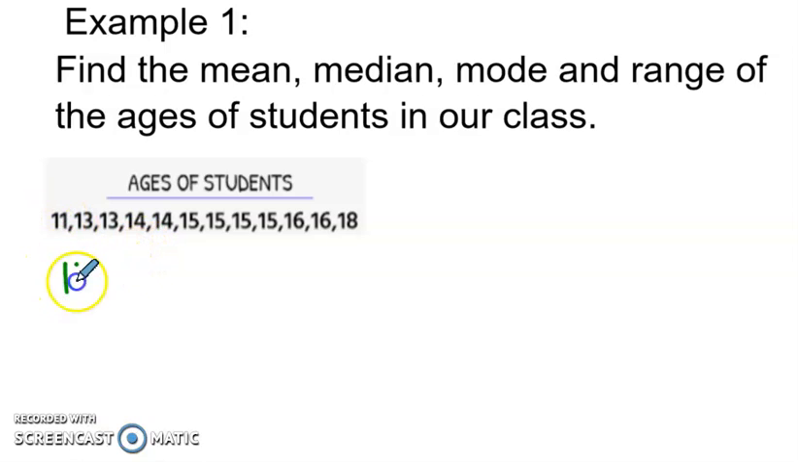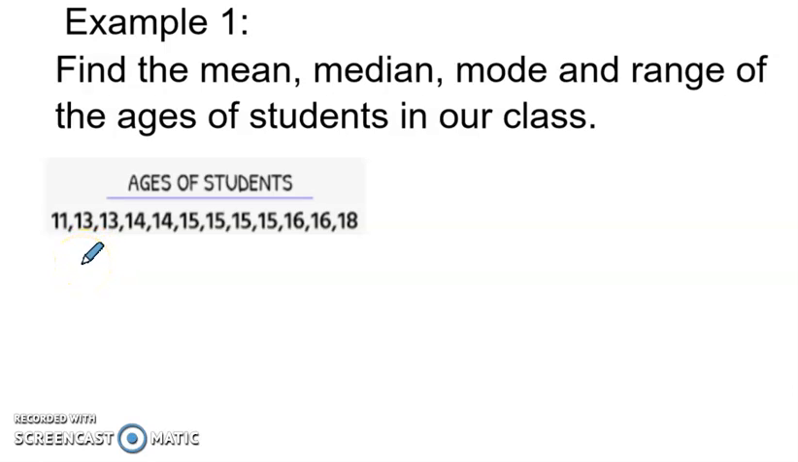Looks like the youngest kid in our class is 11. And then we have no 12-year-olds. It looks like they did arrange it for us, so it saves us some work. If you get a raw set of data, you're going to go ahead and just arrange it from smallest to largest. They saved us some time. All right, so let's go ahead and add those numbers together.